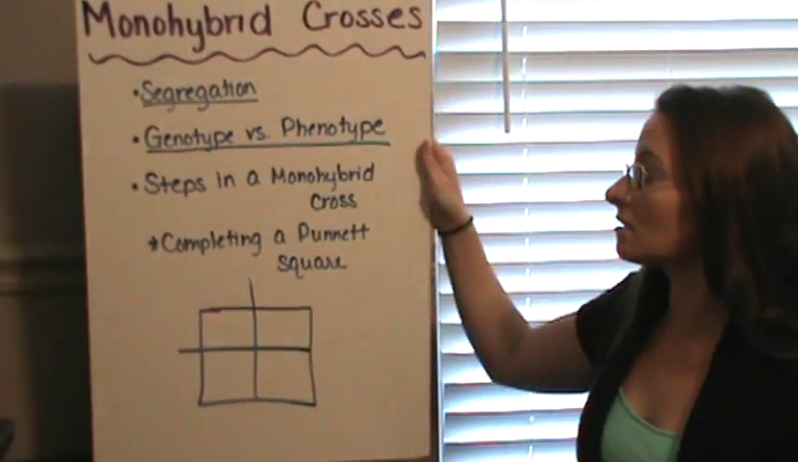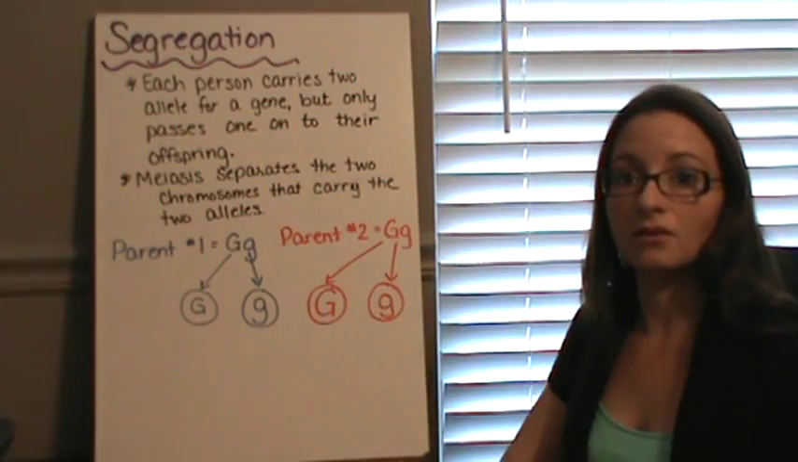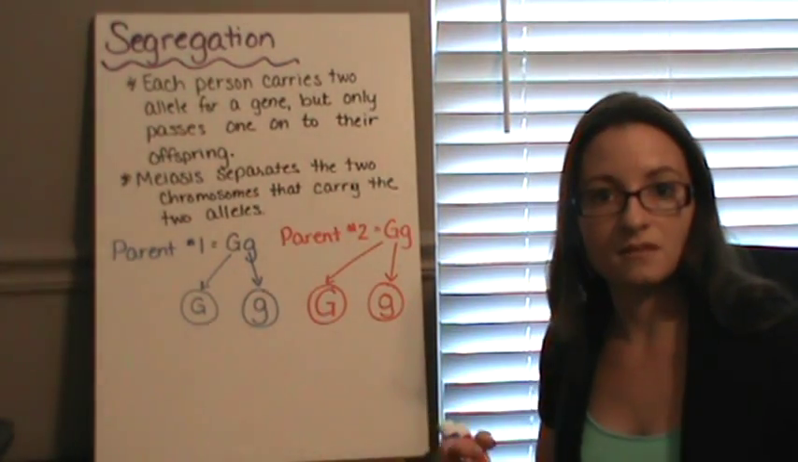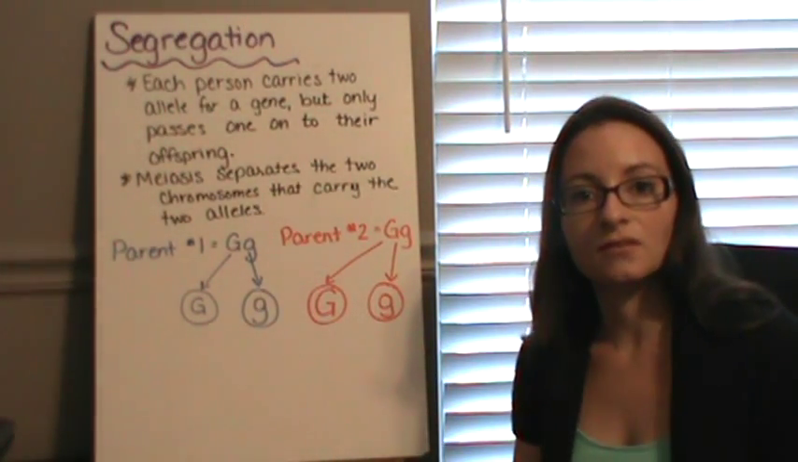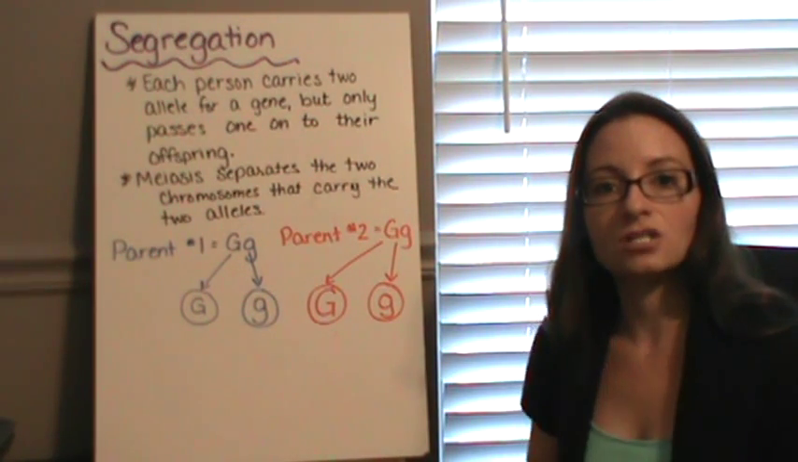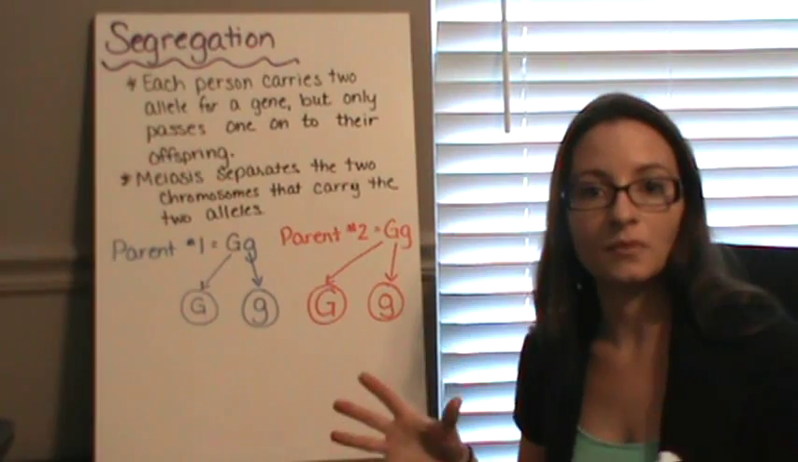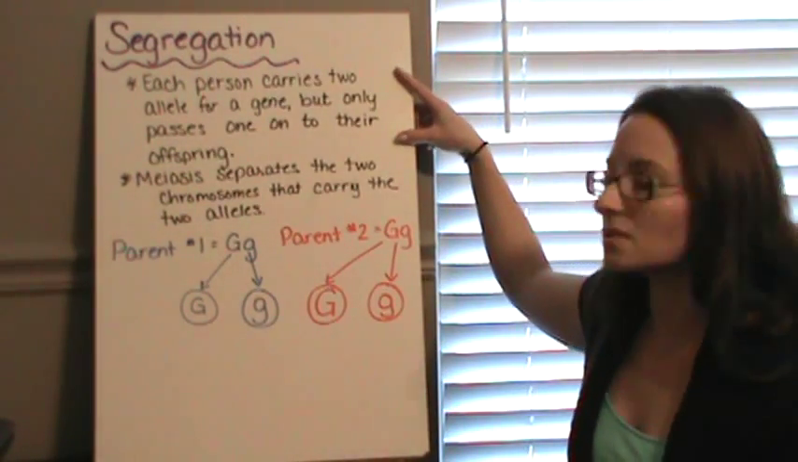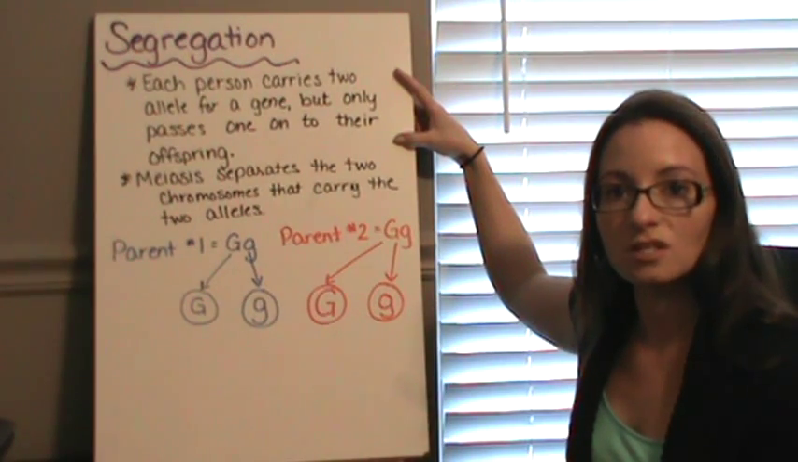So our first piece is segregation. Segregation is just separating something. You may have talked about segregation in your history class, but segregation is just a term that deals with separating something. So if we're going to separate, we're actually talking about the separation of genes.